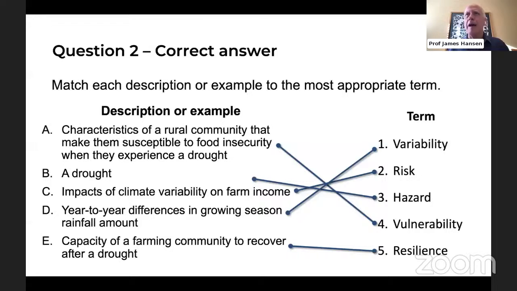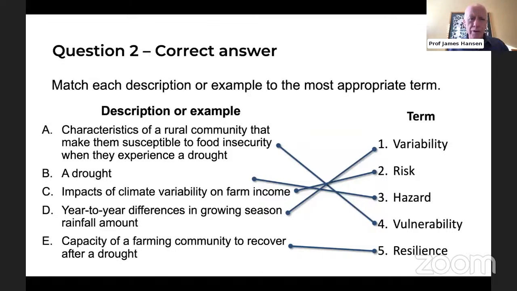So this is the way that I match it. Characteristics of a rural community that make them susceptible to food insecurity when they experience a drought, that's vulnerability. A drought itself is a climate hazard, which is synonymous for a shock or extreme event. Impacts of climate variability on farm income, that is a risk. When variability has impact on well-being, it becomes risk.